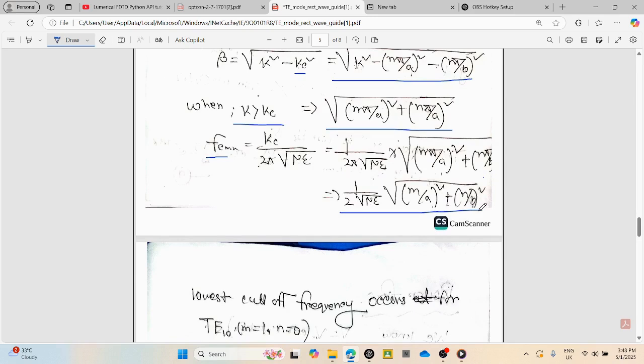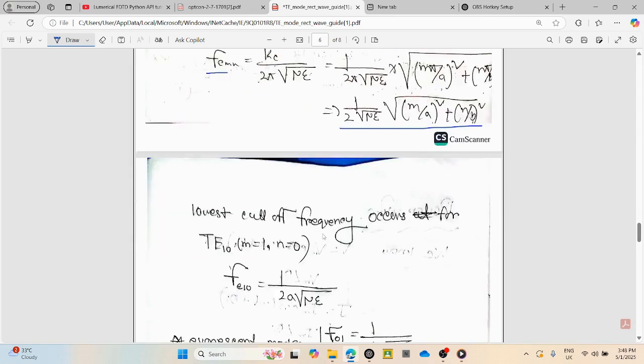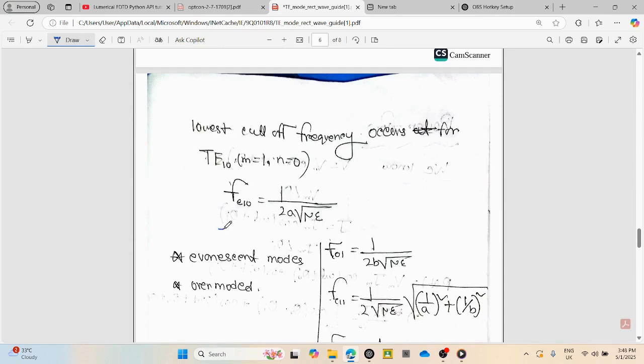The mode with the lowest cutoff frequency is called the dominant mode. Because we have assumed that a is greater than b, the lowest cutoff frequency occurs for the TE10 mode, where m is equal to 1 and n is equal to 0. Here is the lowest cutoff frequency, fc10. Thus, the TE10 mode is the dominant transverse electric mode. We will see the overall dominant mode of the rectangular waveguide.